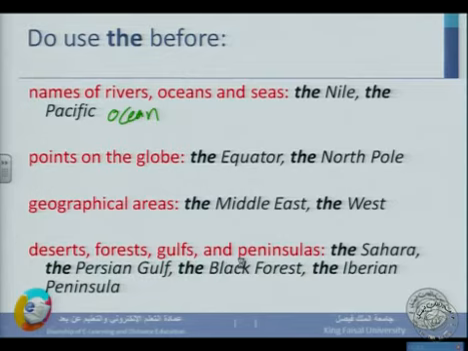We use the with deserts, forests, gulfs and peninsulas.